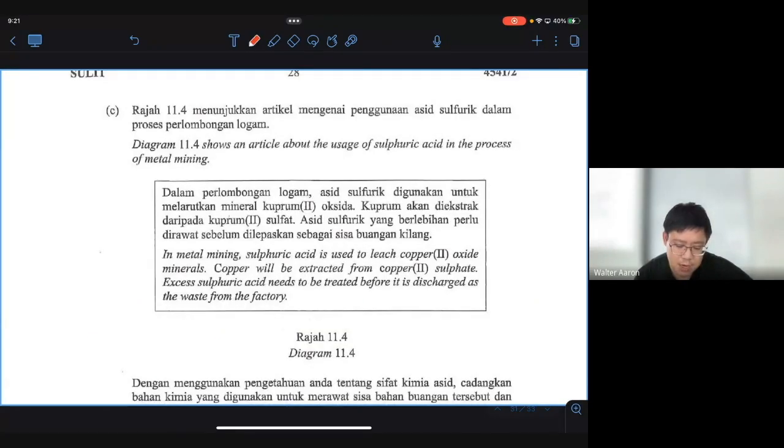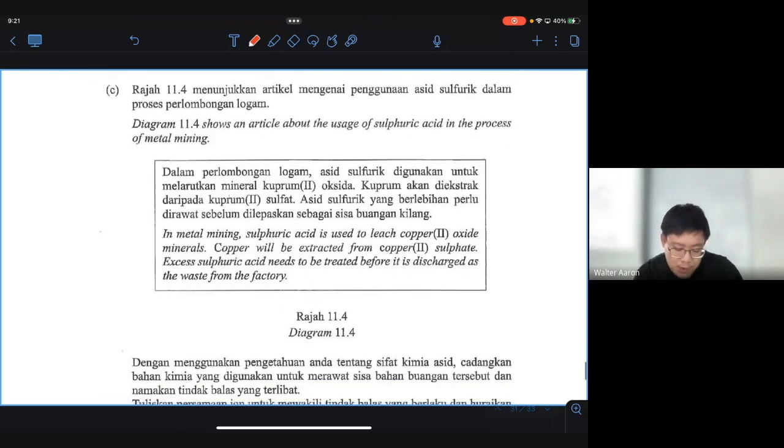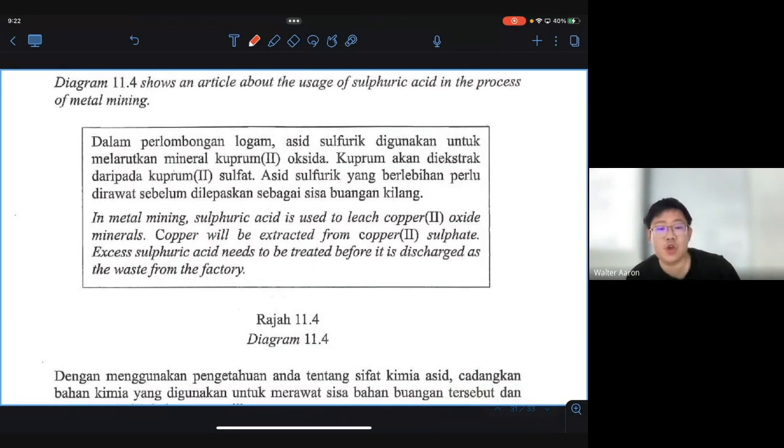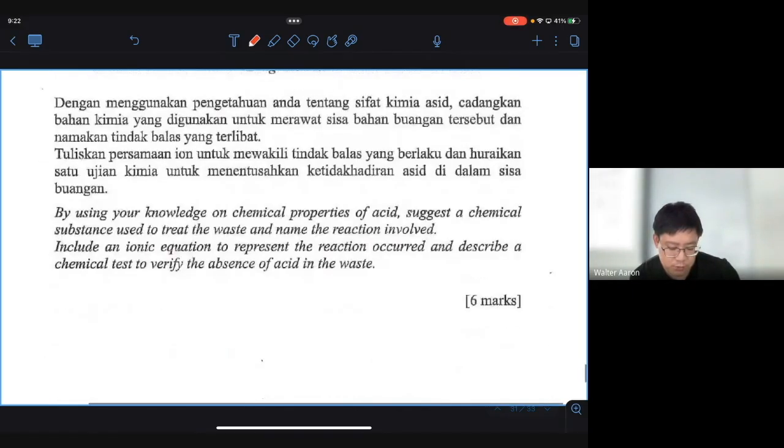C 11.4 shows an article about the usage of sulfuric acid in the process of metal mining. In metal mining, sulfuric acid is used to leach copper from oxide minerals. Copper will be extracted as copper(II) sulfate. Excess sulfuric acid needs to be treated before it is discharged as waste from the factory. So by using your knowledge of chemical properties of acid, suggest a chemical substance used to treat waste and name the reaction involved. Include an ionic equation to represent the reaction and describe a chemical test to verify the absence of the acid in the waste.